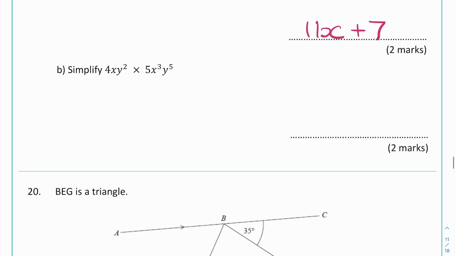For the next question, we are simplifying with indices. When we are multiplying, we add powers, but any numbers at the front are just going to be multiplied like normal numbers. So we have 4 multiplied by 5, which is 20. And then looking at our x's, we have an x to the power of 1, remember the 1 is not written, and an x to the power of 3. Adding those powers gives us x to the power of 4. For the y's, we have y to the power of 2 and y to the power of 5. Adding those together, that gives us y to the power of 7. And there we go, that's our final answer. On to question 20.